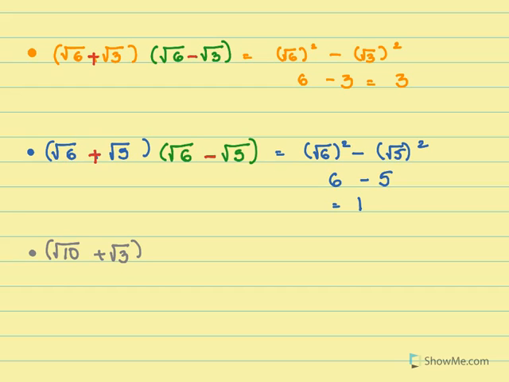Now for the next, we have under root 10 plus under root 3. A plus B. And your A minus B will be under root 10 minus under root 3. So here we have plus and this is minus. So A plus B, A minus B is A square minus B square. So this is under root 10 and under root 3. Under root 10 into under root 10 is 10. Under root 3 into under root 3 is 3. So the answer is 7.